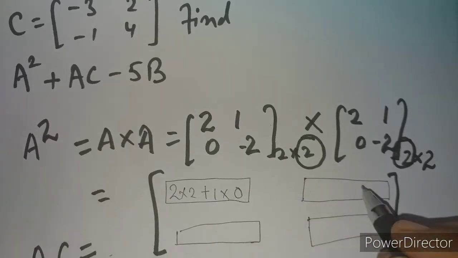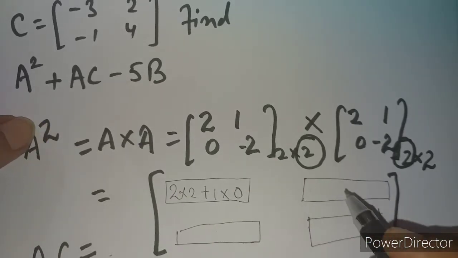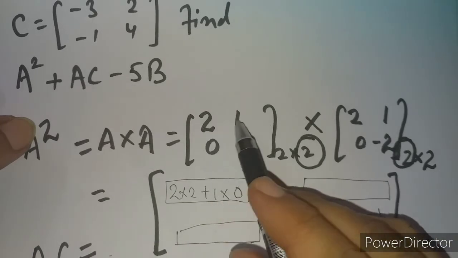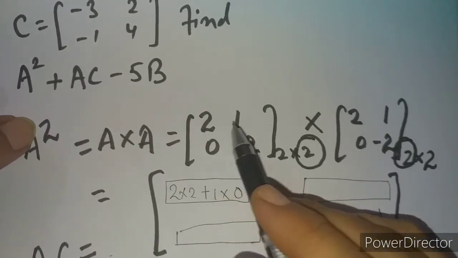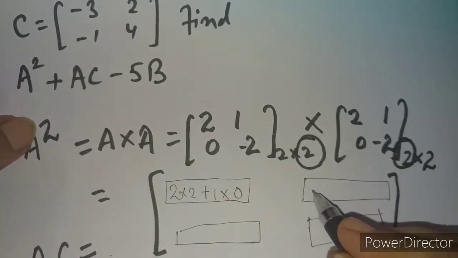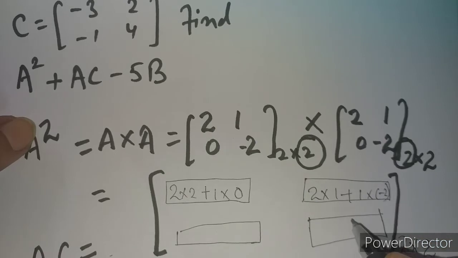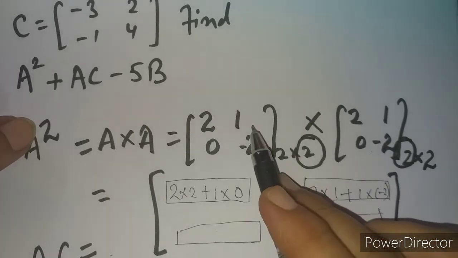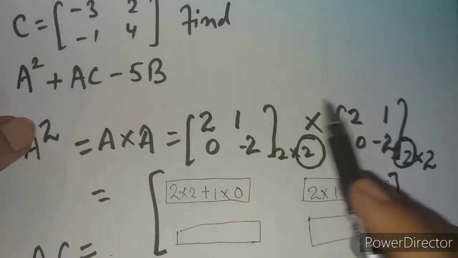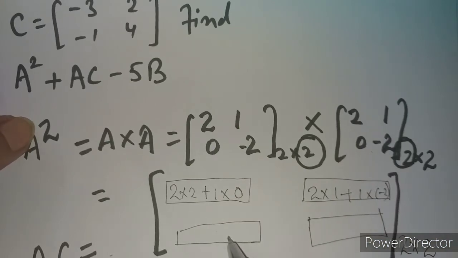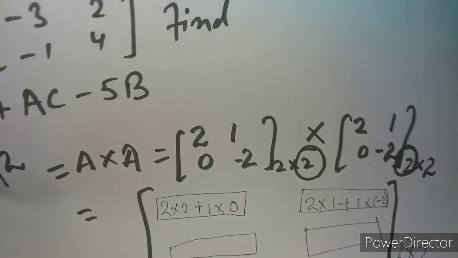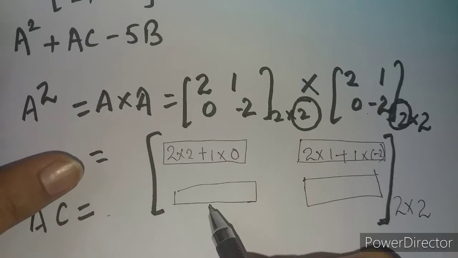This is the first row, second column. First row, second column. So first row of the first matrix and second column of the second matrix. So it will be simply 2 cross 1 plus 1 cross minus 2. Like this, minus 2 from here and 1 cross minus 2 and 2 cross 1. Now the third thing here is read it as what to write here.